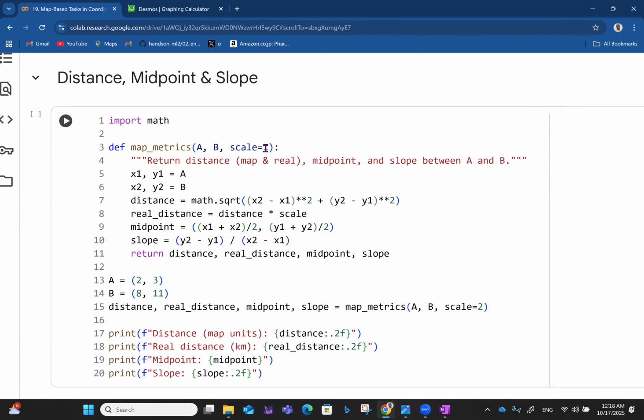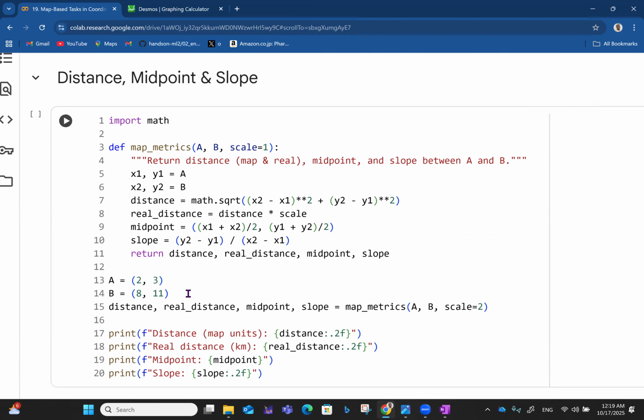So if your scale is 50 to 1, like for 1 cm you have 50 kilometers, you can change the scale right here. You have a default scale, but if you don't want that scale, you can always change it. Then, of course, the real distance is distance times scale. Midpoint, of course, is x1 plus x2 divided by 2, y1 plus y2 divided by 2. And the slope is y2 minus y1 all over x2 minus x1. Then you return the distance, which is the map distance, the real distance, the midpoint and the slope.